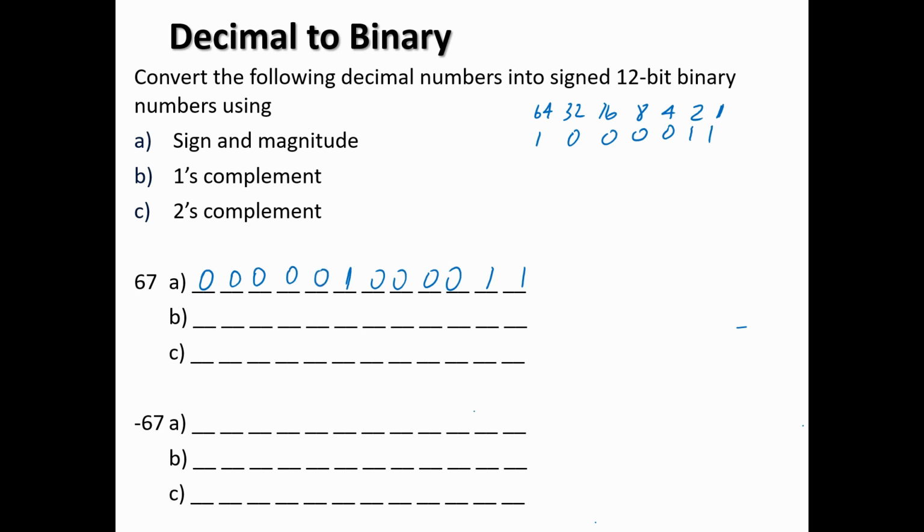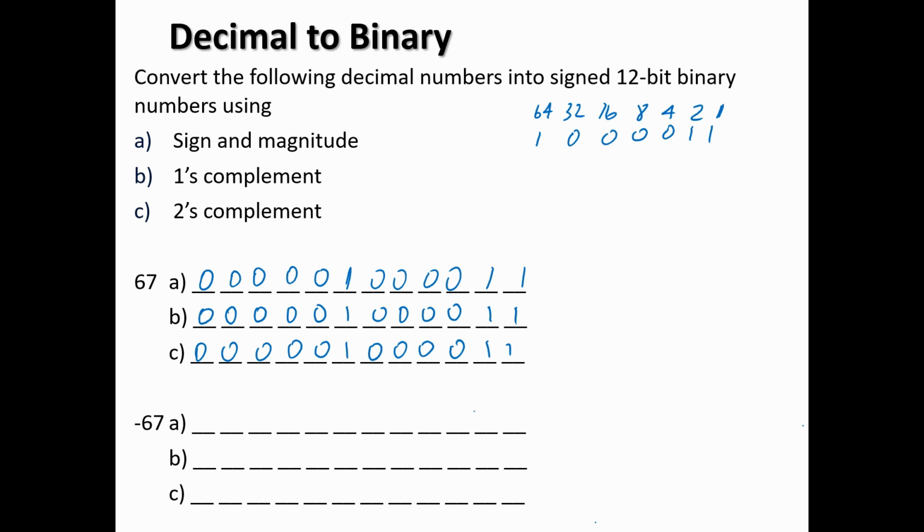Okay, what about the 1's complement? When it's positive, we don't do anything to it, remember? So we just copy it as it is, basically. That's exactly how it is. What about 2's complement? Positive numbers, we don't do anything to it. Okay, so that's it. Positive numbers are the same in the three representations.